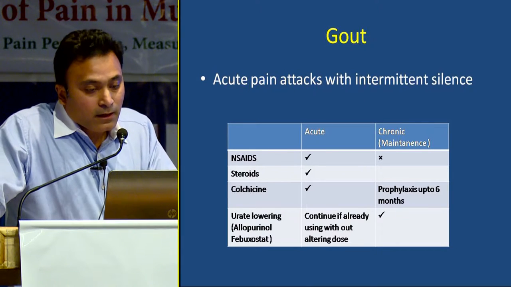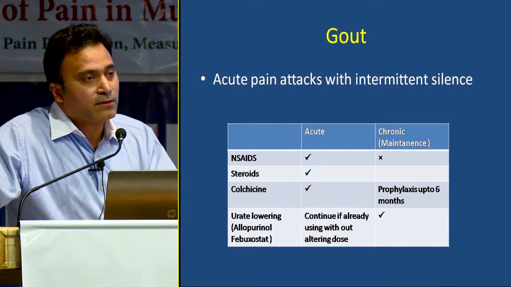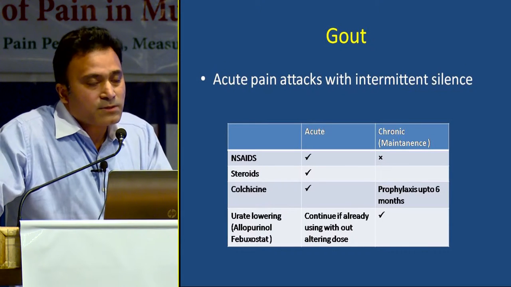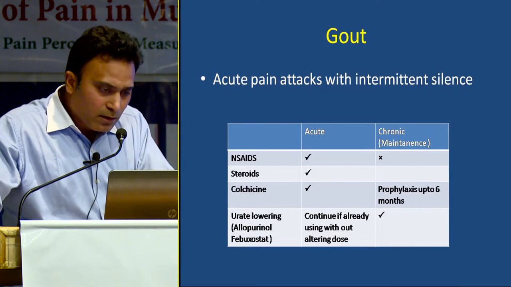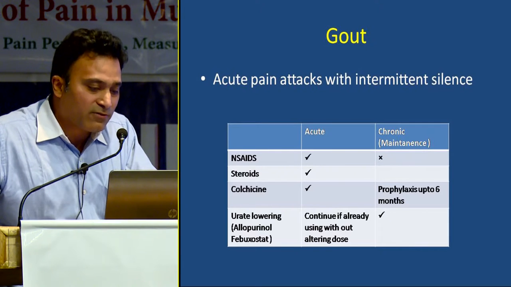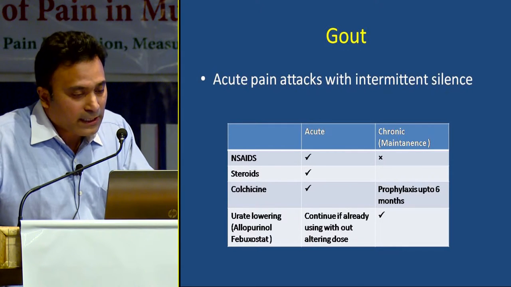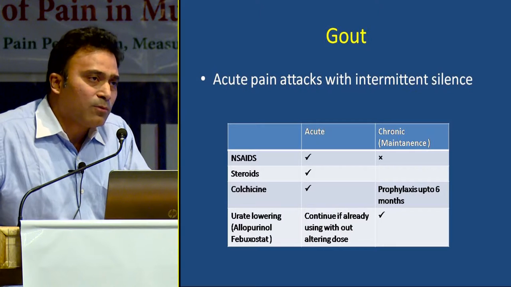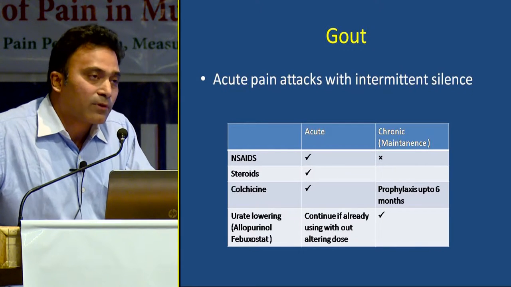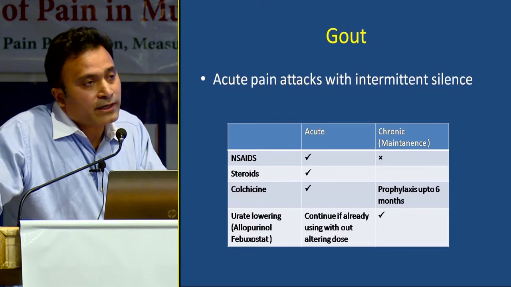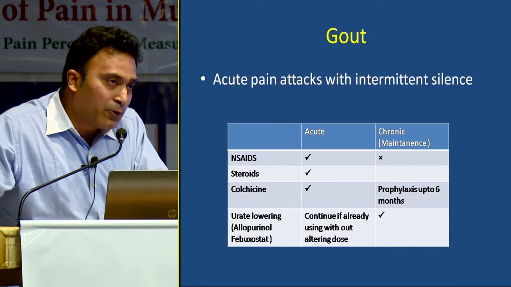In gout, there are intermittent acute attacks of pain coming and going with some interictal period during the initial phases, and subsequently after a few years of uncontrolled gout, the pain could be chronic and persistent. The acute pain in gout is very severe and necessitates immediate therapy. An acute gout attack can be managed with NSAIDs, or if there is concomitant renal insufficiency where we cannot give NSAIDs, low to medium dose corticosteroids can be given, or intra-articular corticosteroids. Colchicine is another option to reduce acute pain.